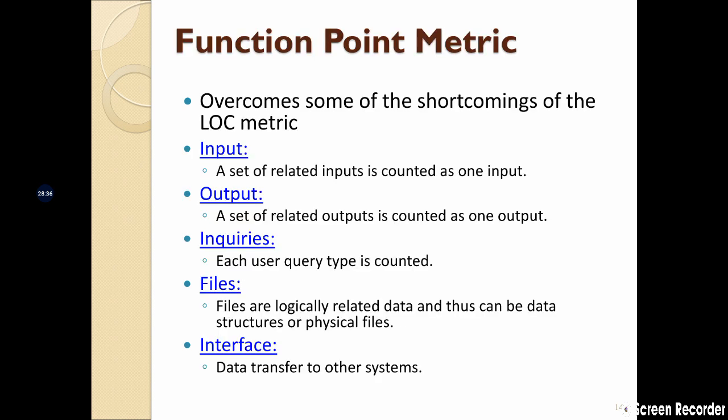Now, in order to overcome some of the shortcomings of lines of code, we have something called the function point metric. In function point metric, we don't look at a single line of code, but we look at the input, output, and the interfaces which are there. So in order to implement one function, you take this function and look at all the inputs going into the function, all the outputs, and you also look at the different interactions of one function with another function.